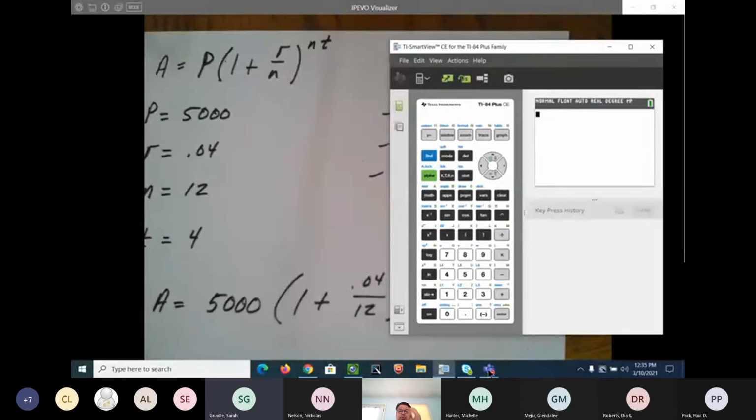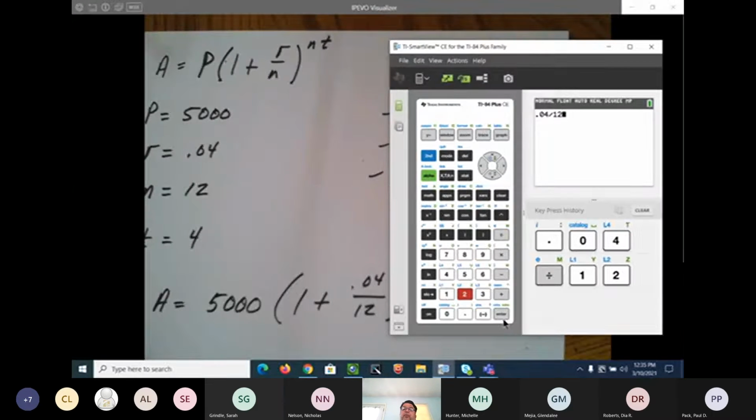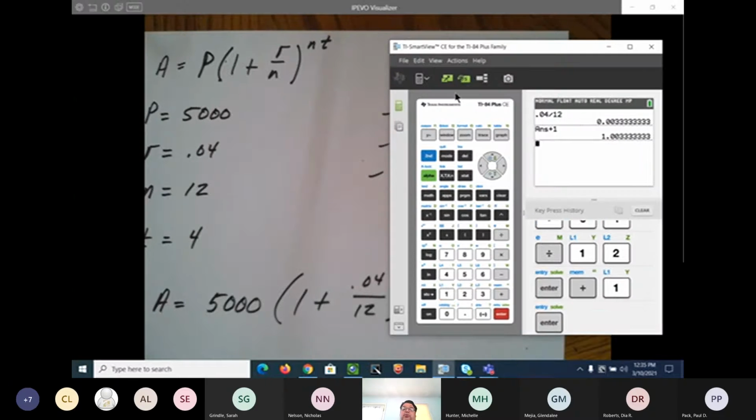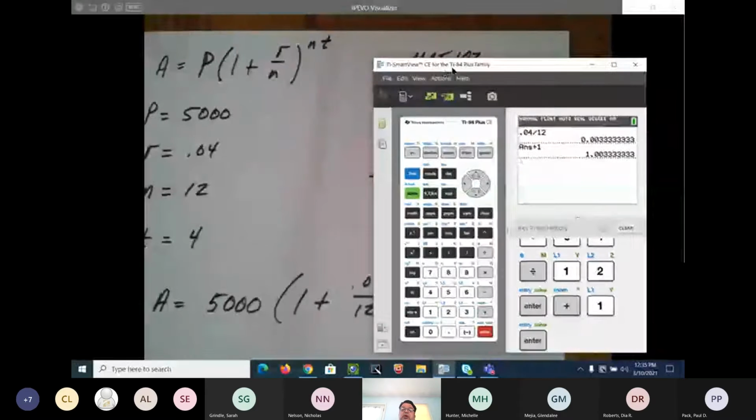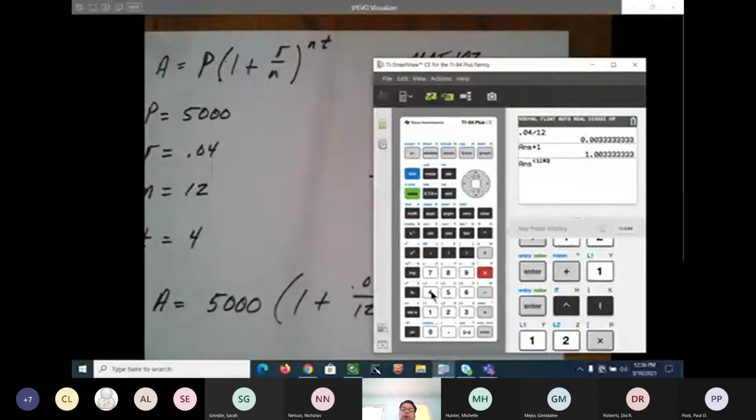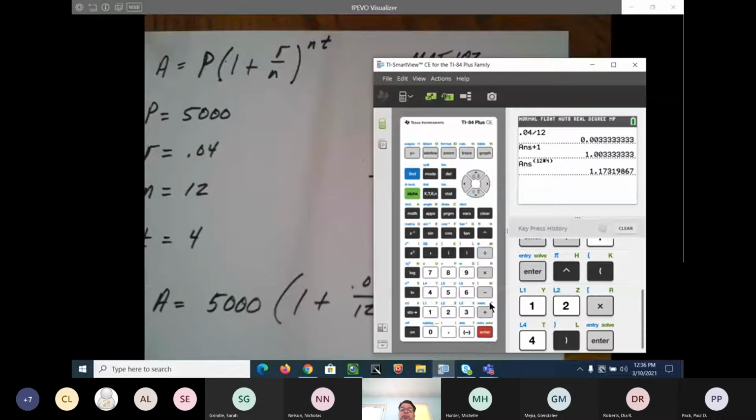All right, so I'm going to do 0.04 divided by 12 plus 1. And I'm going to raise that to the what? What's 12 times 4? 48. But you don't have to do that. You could just say caret symbol, parentheses, 12 times 4, close parentheses, equals, and then multiply that by 5,000.